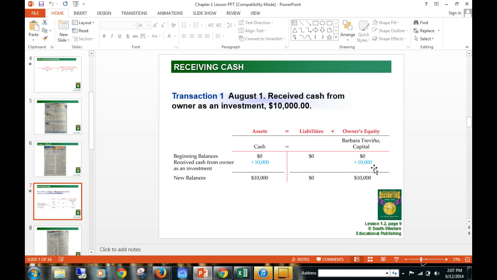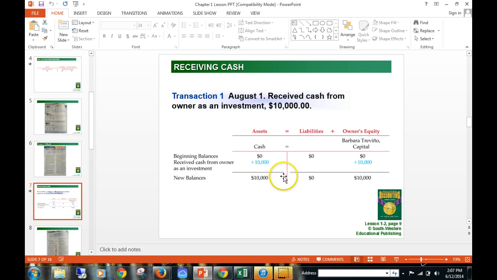Now that does not mean that we have $20,000. But again, if we had any liabilities, which our liabilities are people that we owe money to, we would subtract that from our assets to get actually what we're truly worth. So if we had $2,000 in liabilities, our owner's equity would only be $8,000.